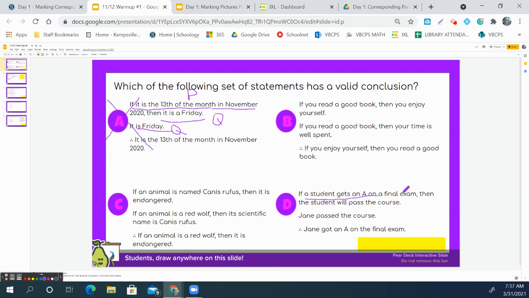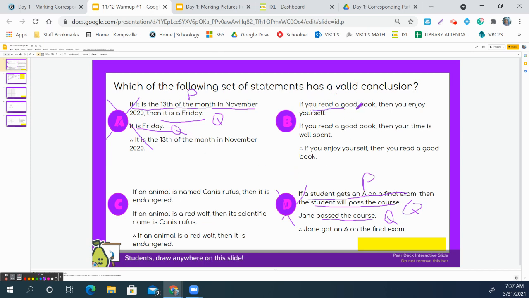If a student gets an A on the final exam, that's P. Then the student will pass the course, that's Q. If you read this, you're going to say, oh, this is true, because if I pass the course, then I get an A on the final exam. But if I start with a Q, that's converse, and converse is not valid. Don't look for truth. You don't want to read these sentences for truth. You want to look for the patterns, right? So these two are converse. They're not going to be valid because they start with a Q.